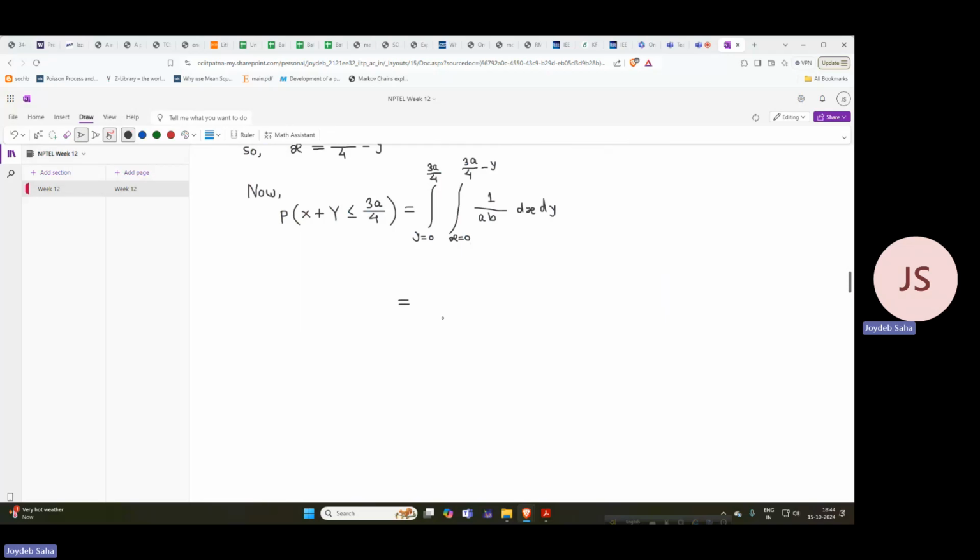This is equal to y is equal to 0 to 3a upon 4. Okay, and this part 1 upon ab will be as it is. This will be x, and the limit of the x will be 0 to 3a upon 4 minus y into dy. Fine.